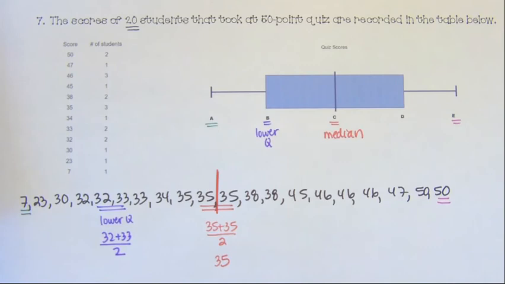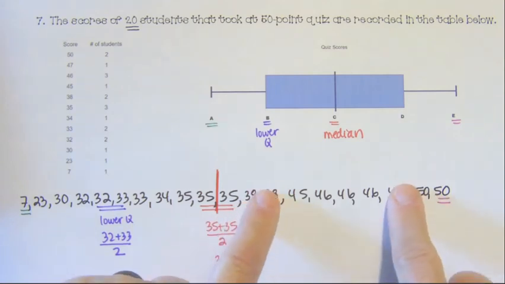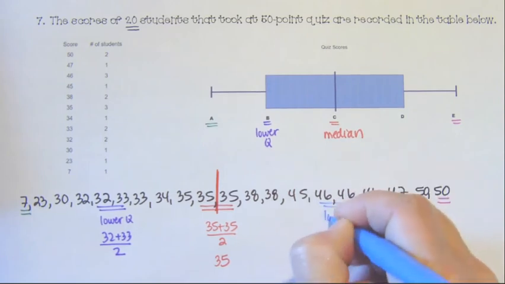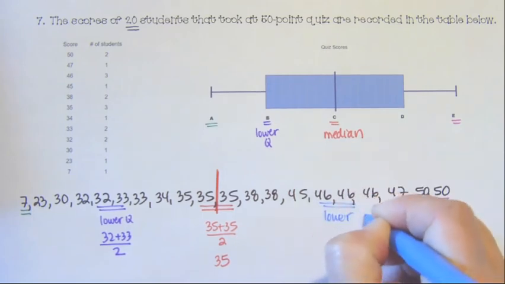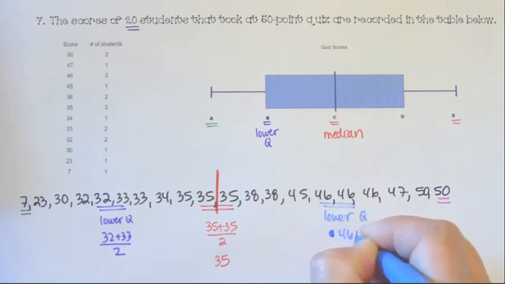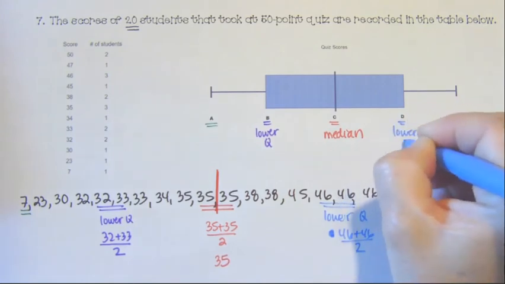To find my upper quartile, I'm going to find the middle of these top numbers. And there should be 2 of them again, 46, 46. So my upper quartile would be 46 plus 46 divided by 2, which is just going to give you 46. So that's my D, my upper quartile.